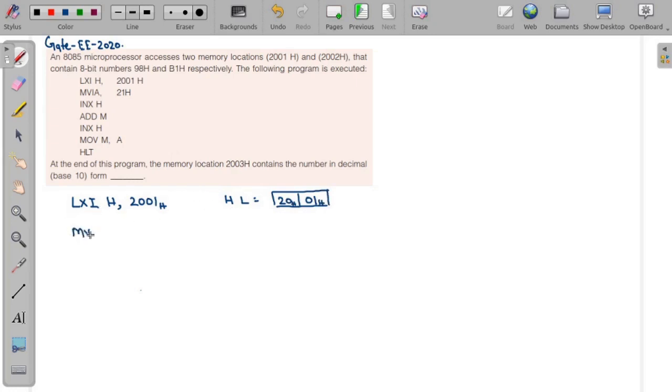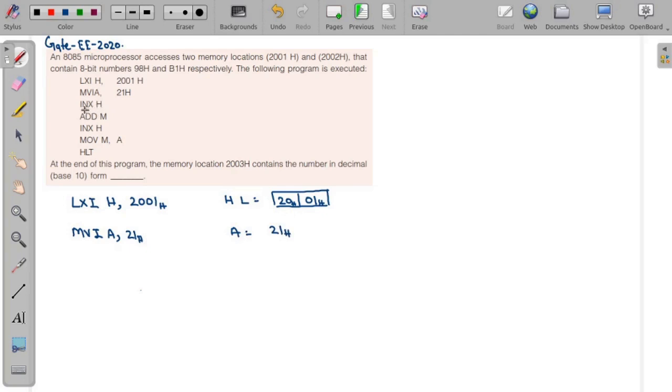Now what does MVI A stand for? Move immediate the accumulator value by this data value, okay. Basically this is your 16-bit number, okay, 16-bit, and this is 8-bit. So 8-bit is data, 16-bit is address. So this HL pair has been loaded with the address and this accumulator is loaded with this data. So now the content of the accumulator is 21H, fine.